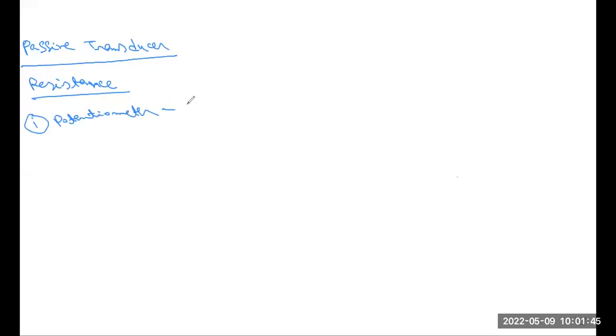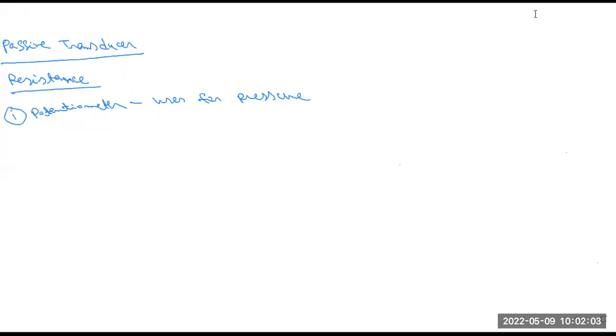Okay, first is the potentiometer. This potentiometer is basically classified under the passive transducer part, and it changes the resistance. So that means it is used for pressure measurement, displacement measurement, and position measurement.